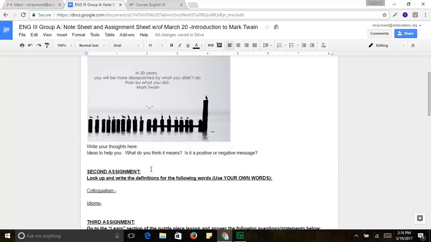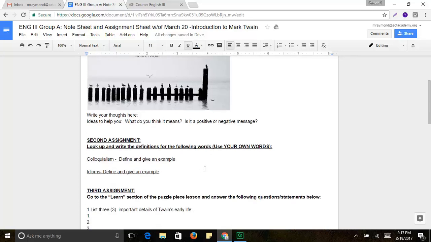Second assignment, you're going to look up and write the definitions for the following words using your own words. So what is a colloquialism? Define and give an example. All right, what's an idiom? Define and give an example. When you find the definition, think about what colloquialisms you use. What idioms do you use?